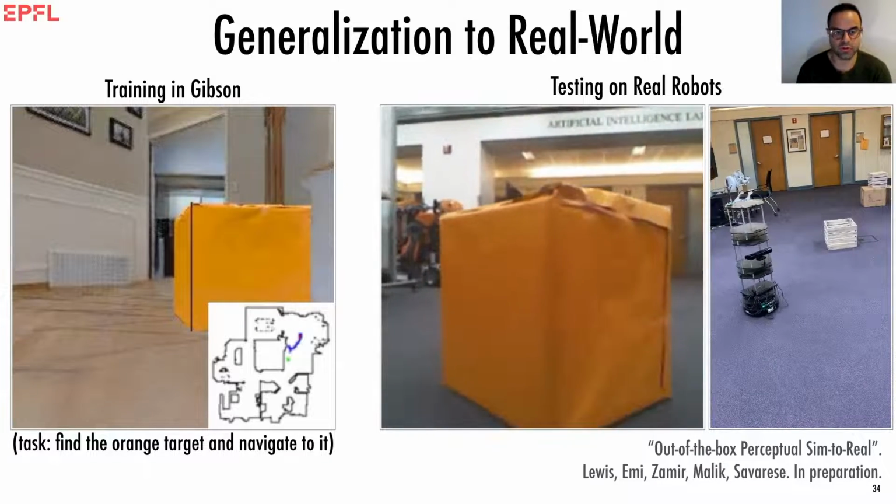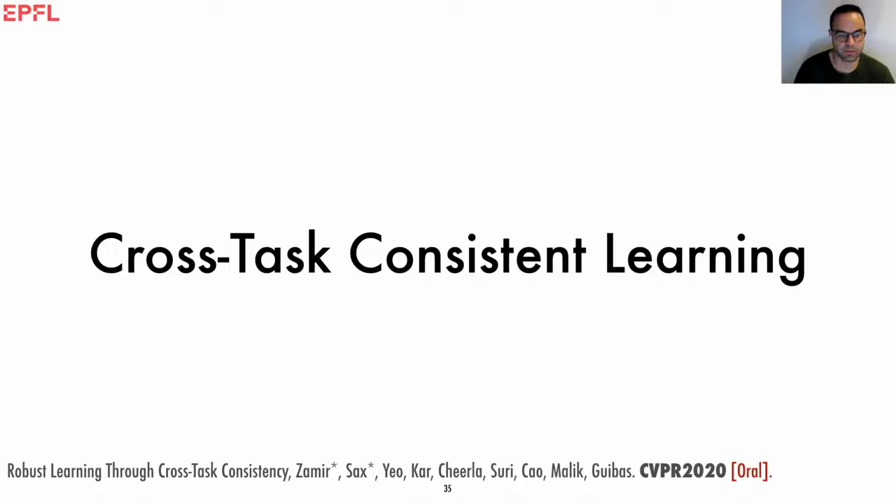In this case, it's trying to go to the twin of that orange crate. On the left, the orange crate was the digital version of it. On the right is the orange crate that we printed, basically orange paper, and just taped on it. And you can see that actually solves the problem reasonably well.